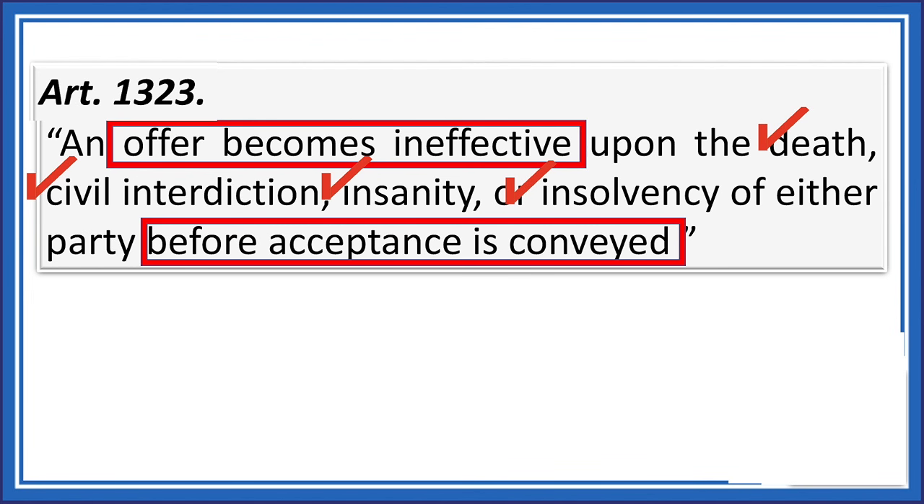Now, do you think kailangan pa ba natin ng example? Same, pwede na yung example natin kanina na nag-offer si Pogi, tapos prior to the acceptance of Ganda, namatay si Pogi. So, automatic, mawawalan ng visa yung offer ni Pogi. And that is expressly provided under Article 1323. So, walang meeting of minds, di ba? So, let's proceed with Article 1324.